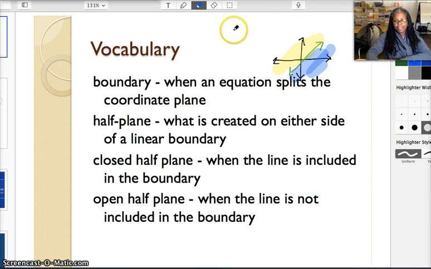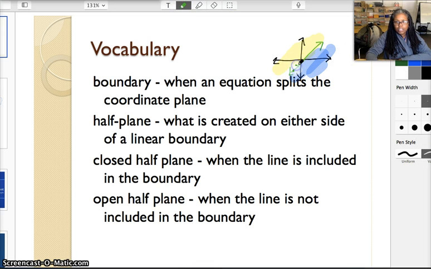A closed half plane. Now sometimes when we do some problems, we're going to see that we want to include half of the plane as our answer. It'll make sense a little bit later, but we may not want to include the line. So in a situation like that, you'll see a dotted line that says that the line is not included, as opposed to a solid line when the line is included.